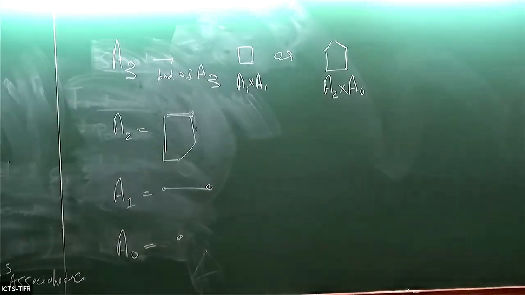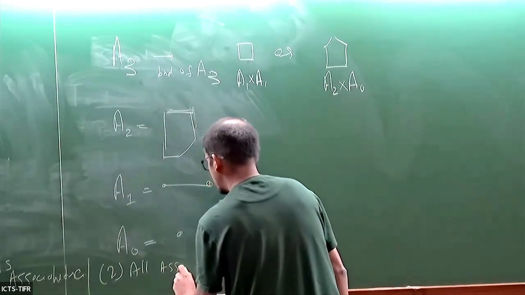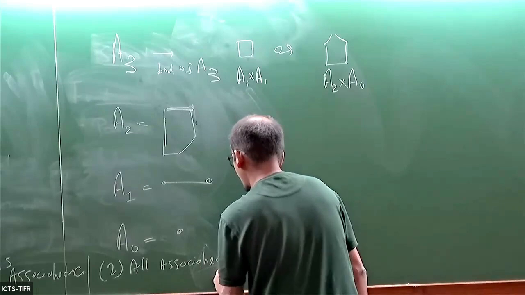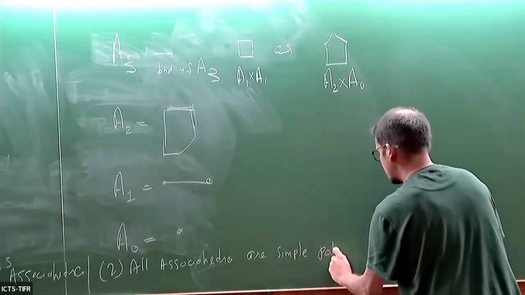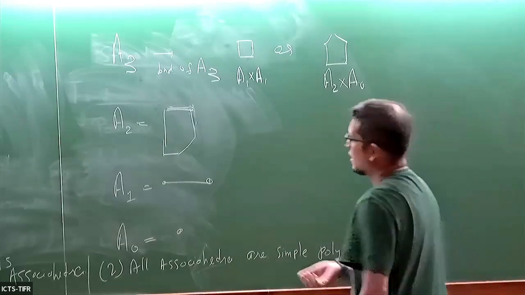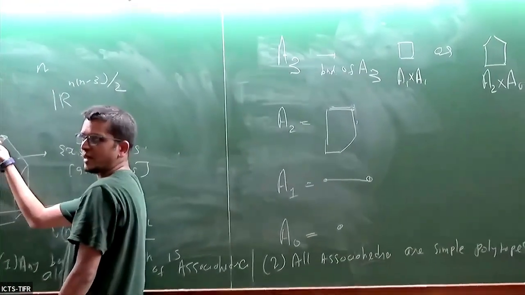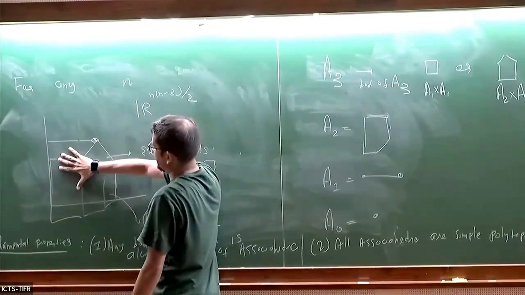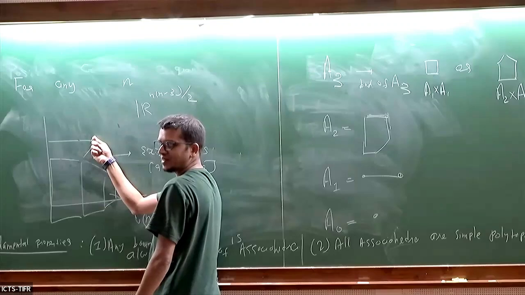And now we need just one more result from algebraic geometry. Oh, sorry, I wanted to write just one more fundamental property. The second property is that all associahedra are what are called simple polytopes. By this I simply mean that if you take any vertex of the associahedron, then the number of faces adjacent to it is exactly n minus 3. So if the dimension is n minus 3, and you take any vertex, the number of faces touching this vertex is exactly n minus 3.